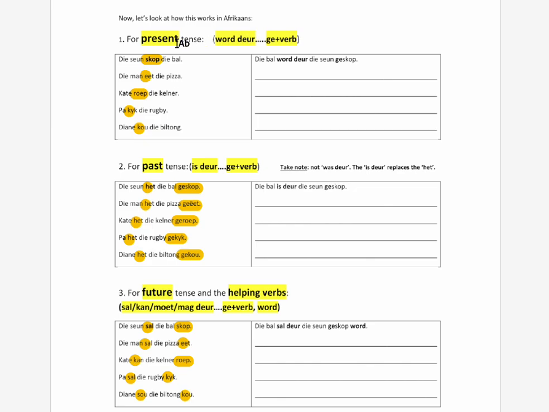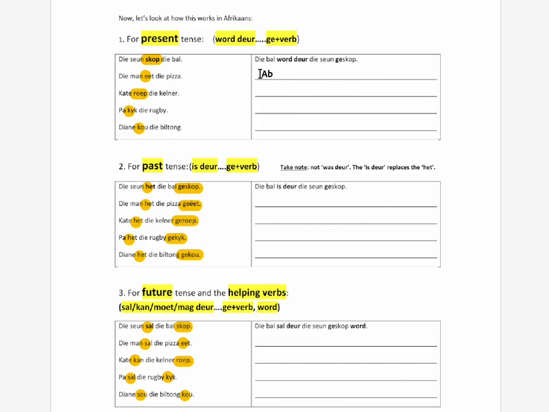When you do it in present tense, then you're going to use word, deur, together with the ge plus the verb. So let's do the first one. Die seun skop die bal. Die bal, you can see that is my object if you use stompie. Die bal word deur die seun geskop. Okay. So basically these two are moved from front to back. My subject becomes my object, and then we have the word deur geskop.